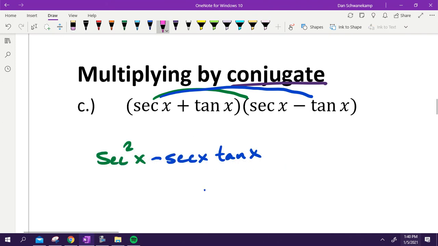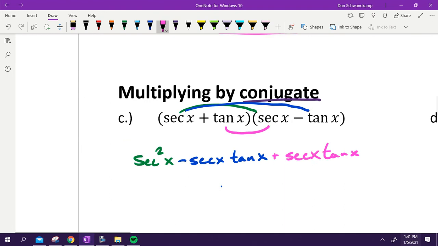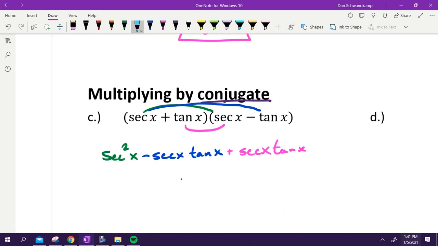All right, then I'm going to do the other thing, multiplied both of them. So tangent times secant. I'm just going to put it in alphabetical order: secant tangent. It's just two things being multiplied together. I don't know what they are, they're just random. Okay, and then the last thing I'm going to do is take tangent times negative tangent. Tangent times a negative tangent is going to get me negative tangent squared.